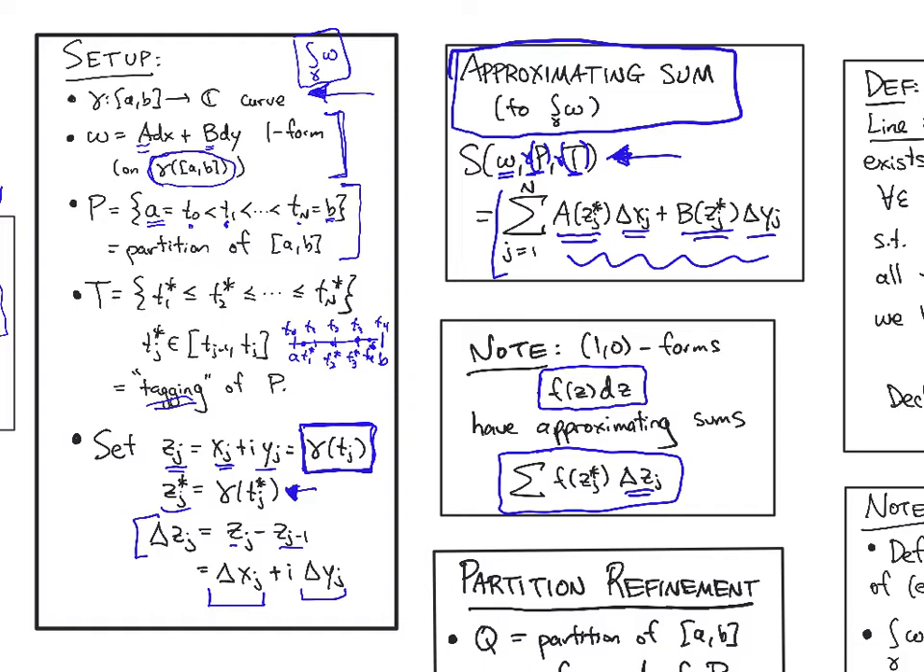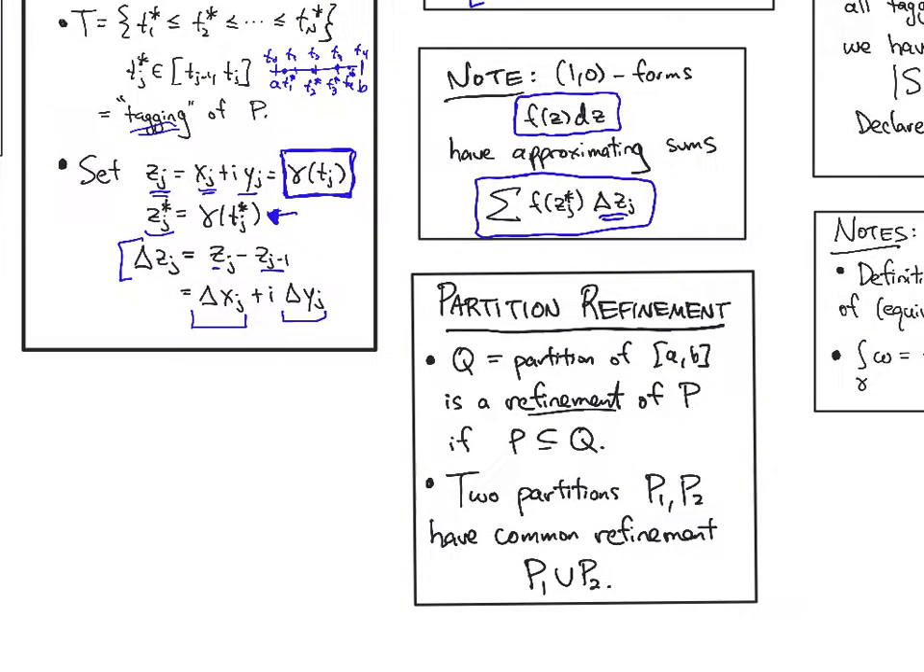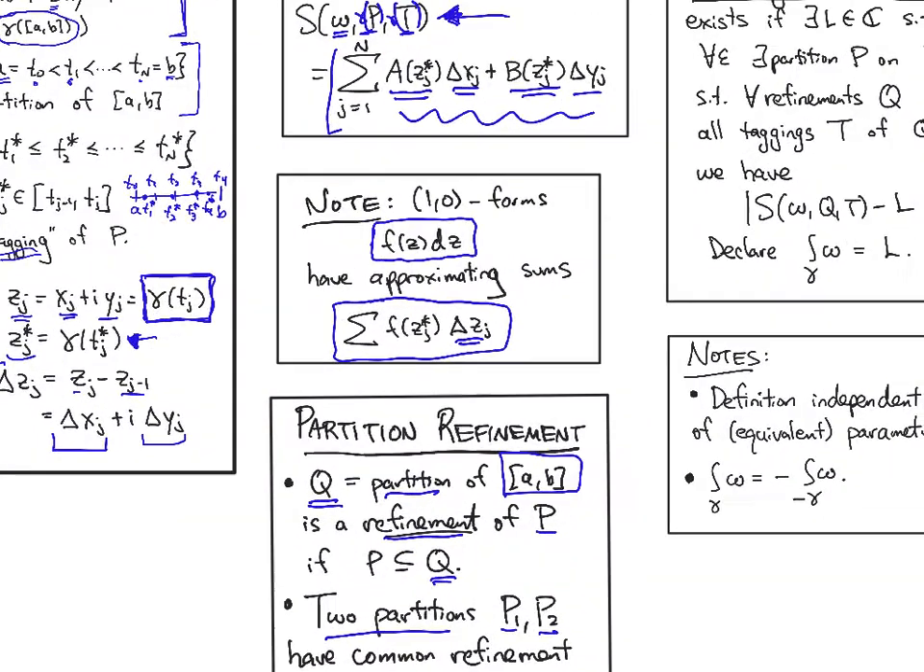Okay, and finally, the last thing to introduce before we can actually give the definition of our line integral is we need to talk about partition refinements. And a partition Q of our interval AB is a refinement of P just if it has more points in it. So that's not a big deal. And we can always form a common refinement of two partitions by just taking their union.